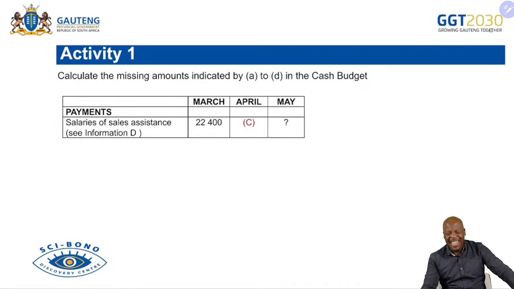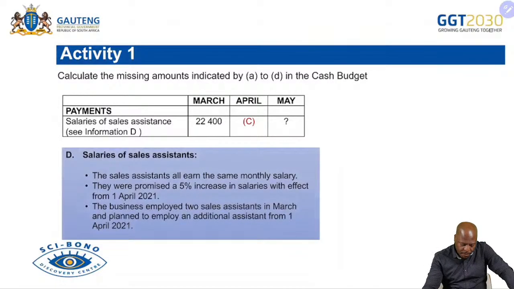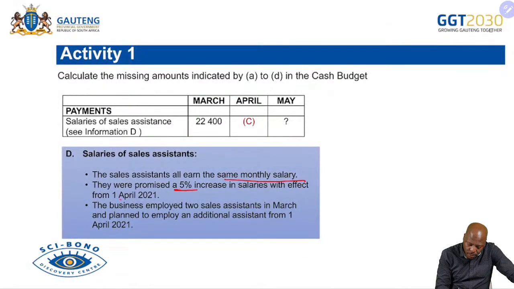C. Now we're calculating C. Salaries of sales assistants. Let's hear what information is there. The sales effect from the 1st of April. So in April, they're getting their increase. Okay, it's a good thing.